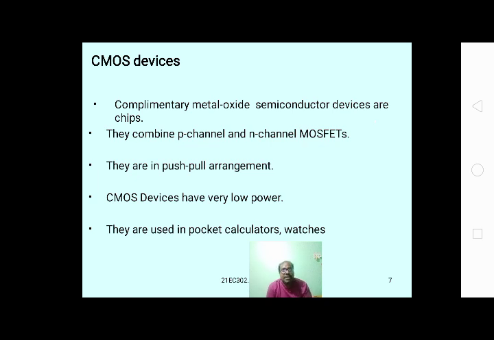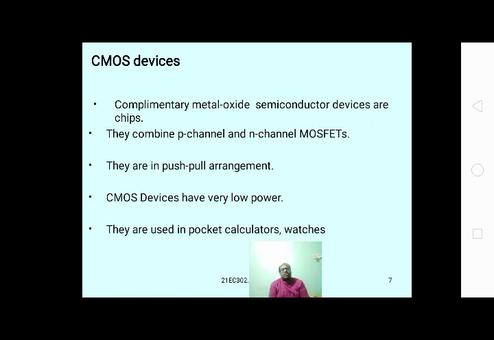Here I have given that complementary metal oxide semiconductor devices are chips. They combine P-channel and N-channel MOSFETs. They are in a push-pull arrangement. CMOS devices have very low power. They are used in pocket calculators and watches also.